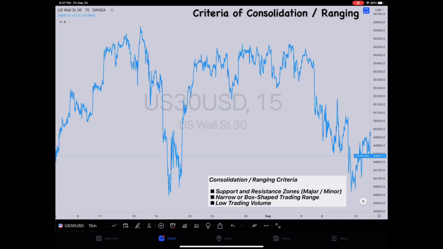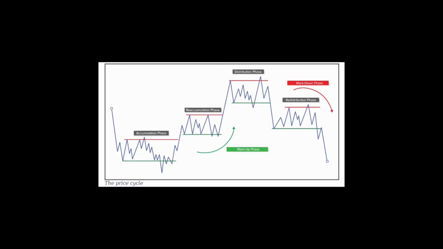All right, family. So next up, and one also super key component of market structure, is consolidation or trading ranges. You should get very familiar with these because they're a normal part of the price cycle, and they literally happen before a trend, during a trend, and even after a trend.